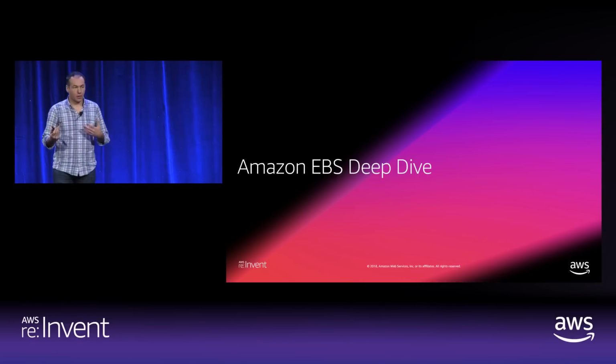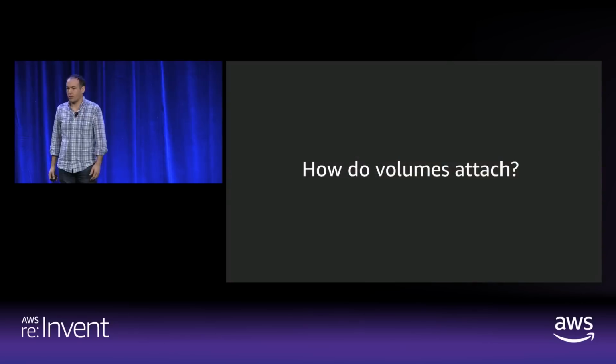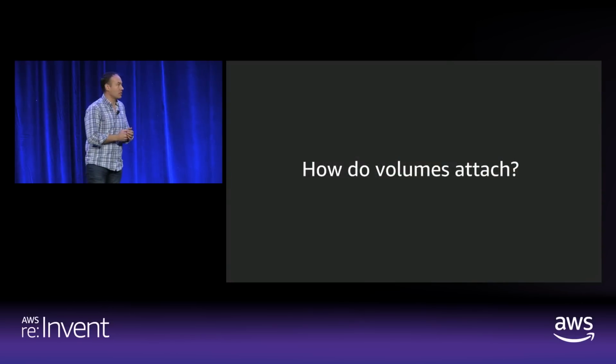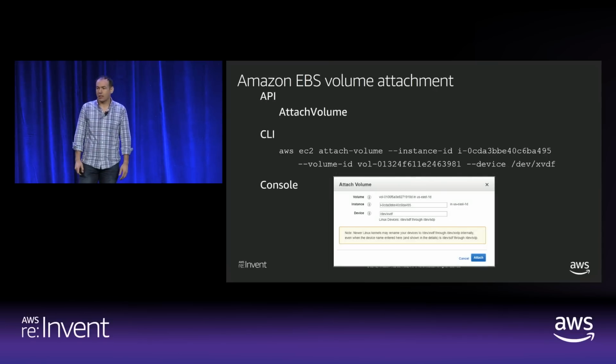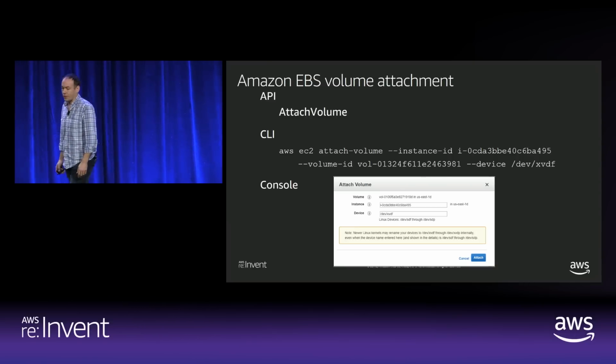So what I'm going to go through is a few things on how to use EBS, some tips and tricks here. So in order to use EBS, what do we need to do? We need to attach it to an instance. And so this is pretty straightforward. We've got an API, attach volume. You can do it through the CLI or console. Provide an instance ID, your volume ID, and a mount point.